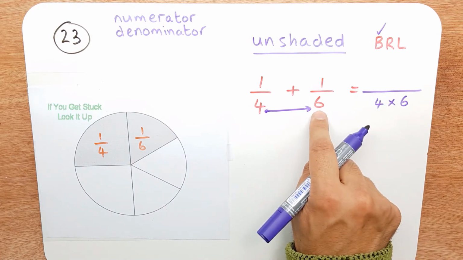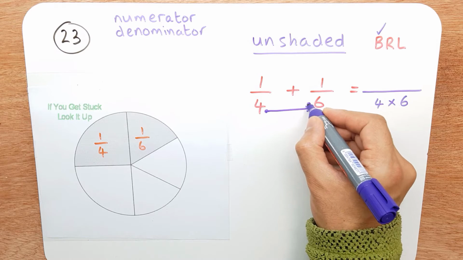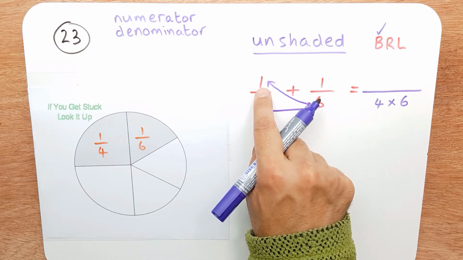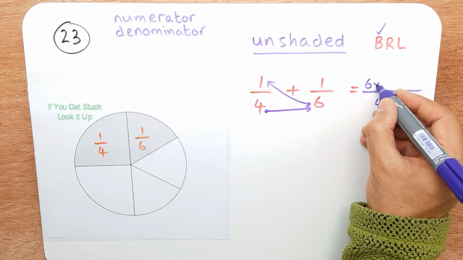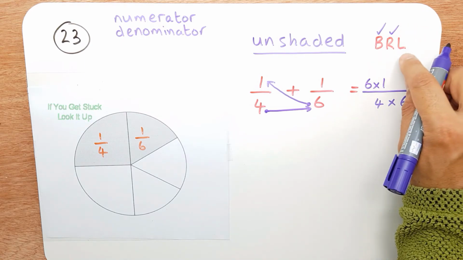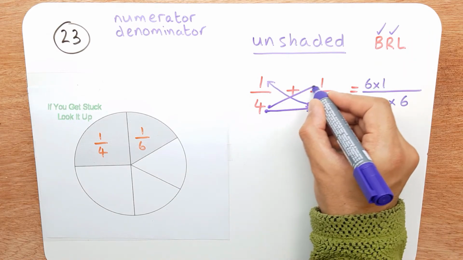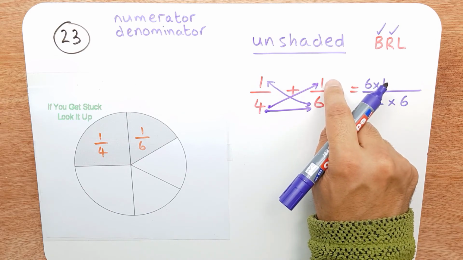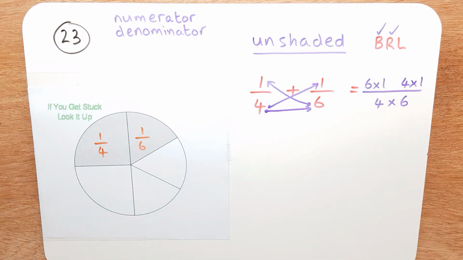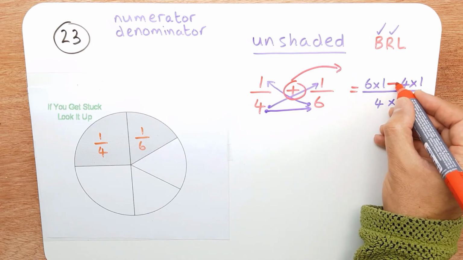Now we're going to do the R. We're going to go from bottom right and we're going to go across up that way. So we do 6 times 1 and put it over here. It's important you do it in this order. So we've done the right, and now finally we've got the L for left. So we go bottom left multiplied by the top right. So it's 4 times 1. And this plus sign here gets carried over and we put that there.